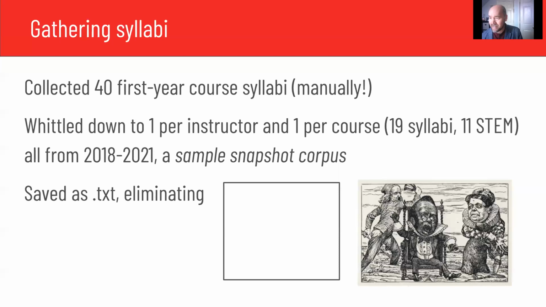I ended up with 19 syllabi in the corpus, and 11 of those were from STEM classes. Saving them as text.txt documents eliminated white space and pictures. Sometimes this might have biased my results a bit, because some instructors do put pictures in their syllabi, and they intend for students to draw some meaning from them. So, you know, eliminating them was not a neutral omission, but I had to do it because the concordancer software doesn't read images. So I just had to do it.